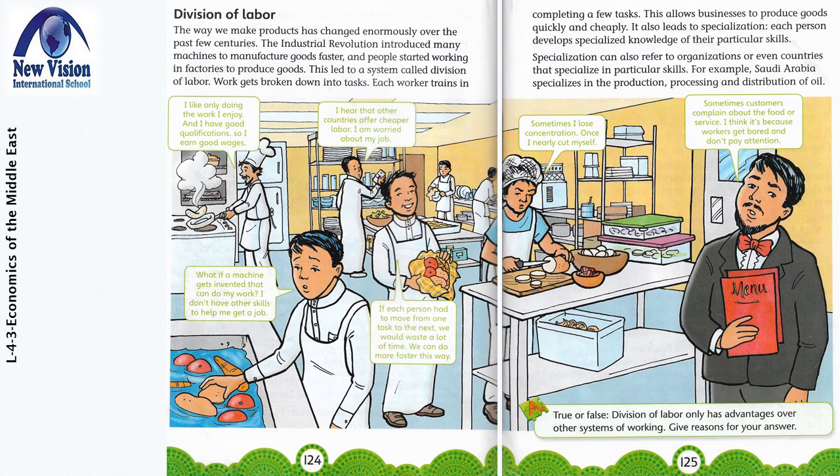Work gets broken down into tasks. Each worker trains in completing a few tasks. This allows businesses to produce goods quickly and cheaply. It also leads to specialization. Each person develops specialized knowledge of their particular skills. Specialization can also refer to organizations or even countries that specialize in particular skills. For example, Saudi Arabia specializes in the production, processing and distribution of oil.